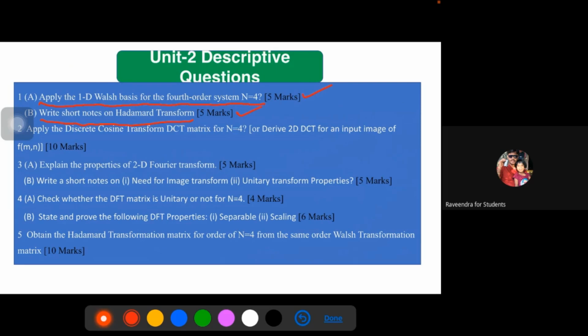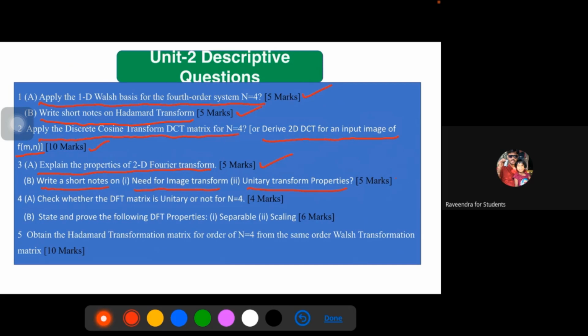Then apply the discrete cosine transform, that is DCT matrix for n equals to 4, or the same question can also be asked as derive 2D DCT, that is two-dimensional DCT for an input image of f of m comma n for 10 marks. Single question, 10 marks. Then third question, explain the properties of two-dimensional Fourier transform, 5 marks. Then B, write short notes on need for image transform and unitary transform properties for 5 marks.